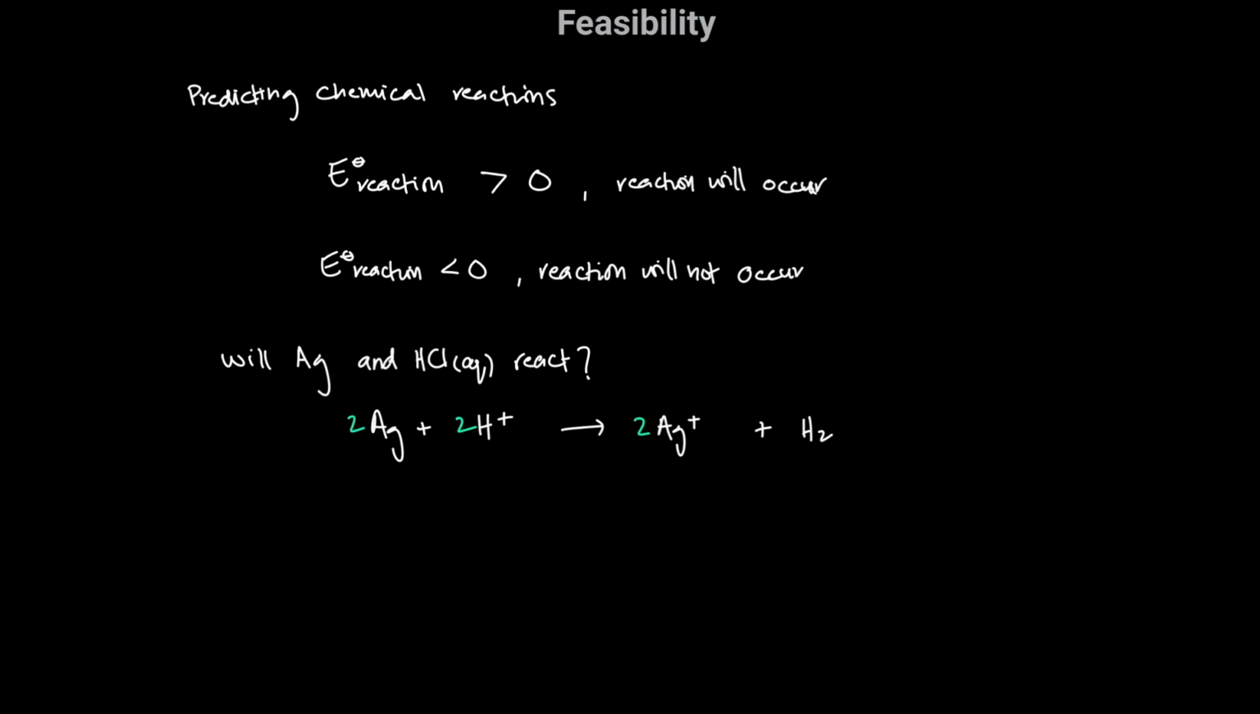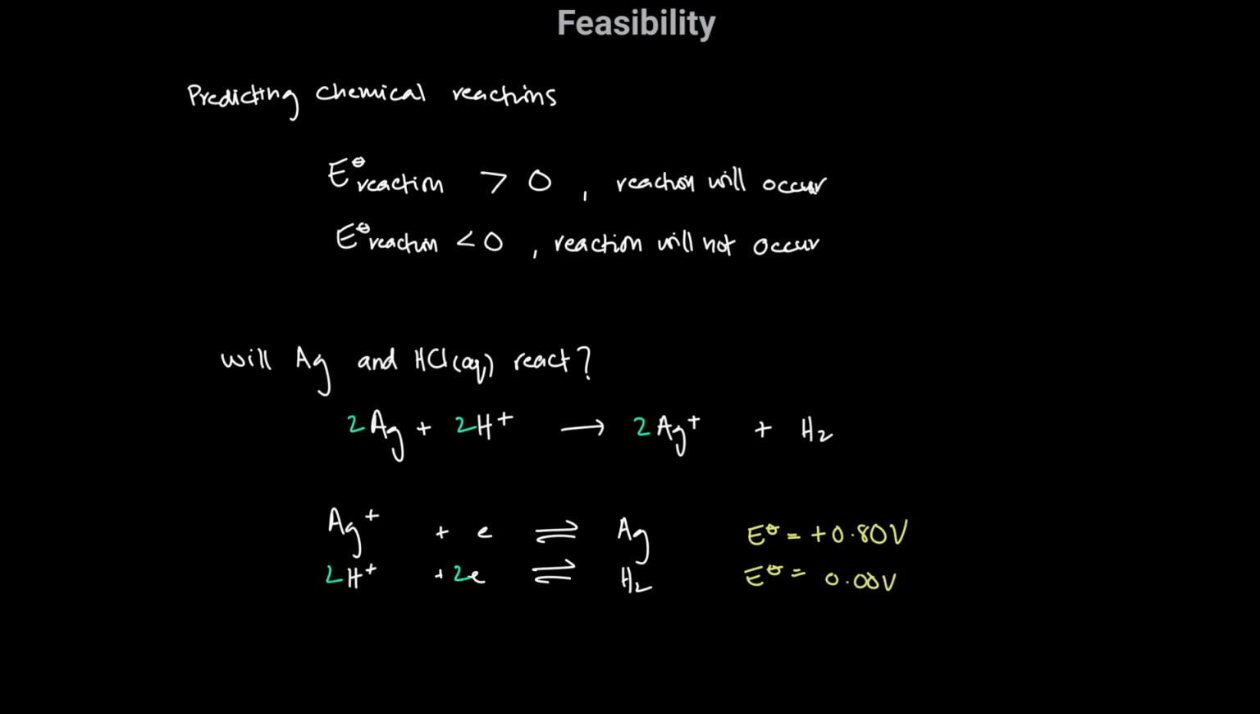Now, if you go to the data booklet, we have the two following half equations. We have the half equation for silver, that is Ag+ plus an electron gives us silver, and this has a standard potential of positive 0.80 volts. The other reaction is the standard hydrogen half cell: 2H+ plus 2 electrons giving us hydrogen gas, and this has a standard value of 0.00 volts.